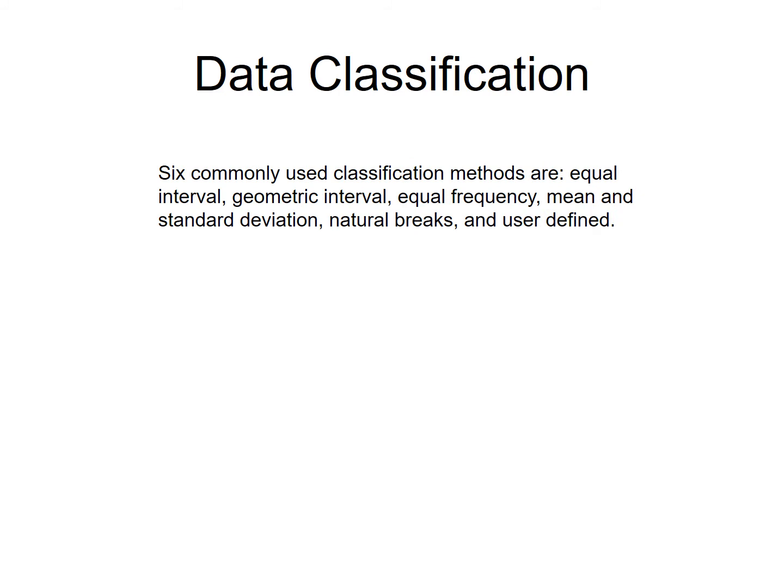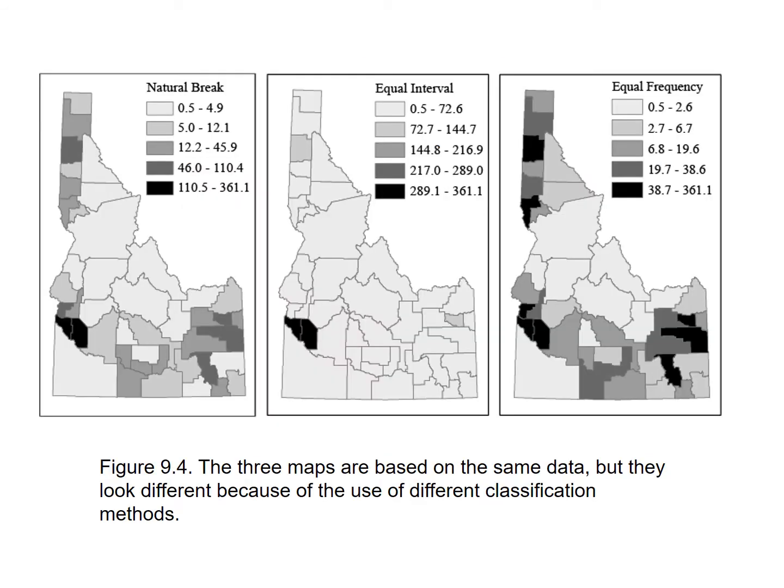There are multiple techniques: equal interval, geometric interval, equal frequency, mean, standard deviation, natural breaks, and user defined are all different techniques for how you can classify your data. Here are a couple examples. The Jenks natural breaks method is the default in ArcGIS. Remember that it identifies the natural clusters in the data by creating the number of groups that you tell it to create, and it sizes the groups such that the average standard deviation across all the groups is as small as possible.